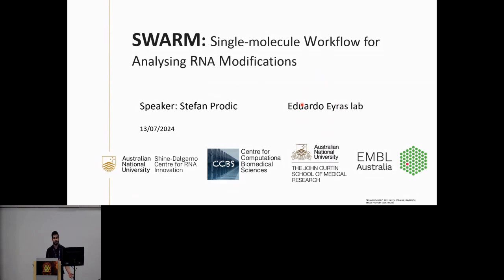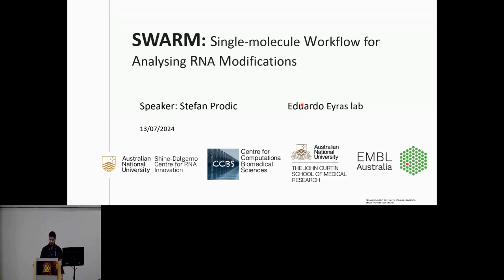And I'm talking about SWARM, which is a single molecule workflow for analyzing RNA modifications. And us bioinformaticians often analyze RNA-seq data. And when we do so, we often comprehend RNA through 4 different nucleotides, the A, C, G, and U, or as encoded in files as T.